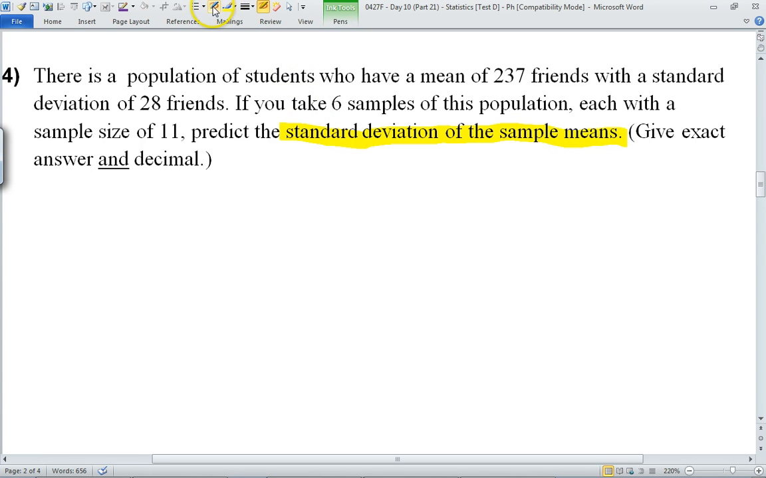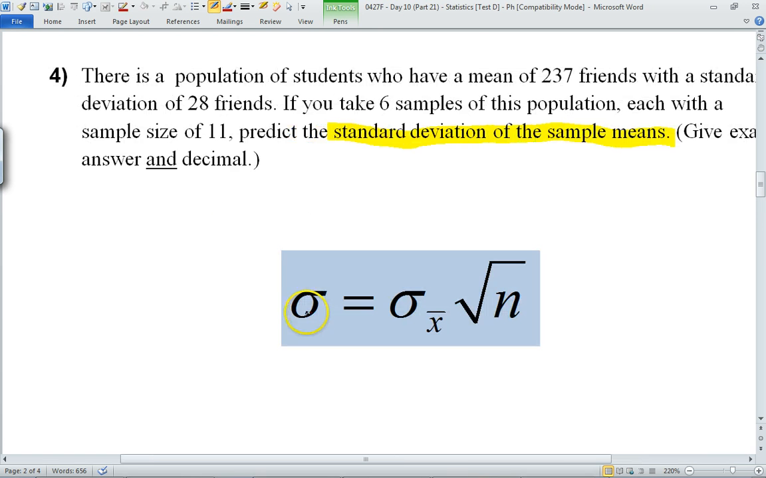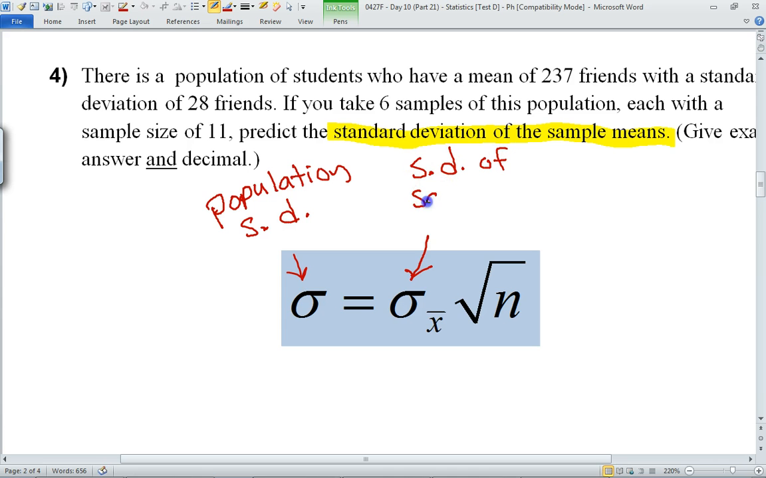You guys, there was a formula that we had to know for problems that had to do with standard deviation of the sample means. And here's the formula. This formula is not going to be given to you, so I'm going to need you to memorize it and have it in your head for the EOCT. Here's what these represent. This is the population standard deviation. This one is also standard deviation, but this is the standard deviation of the sample means.